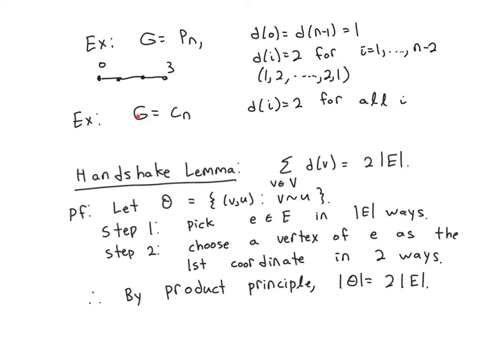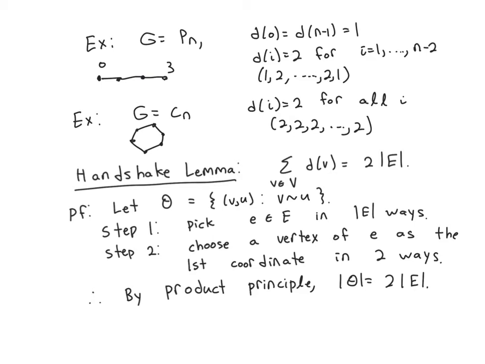Finally, for a cycle, you can see that the degree sequence is all 2's because every vertex is degree 2 because every vertex lies on exactly 2 edges. So there are some examples of degrees and degree sequence calculations.